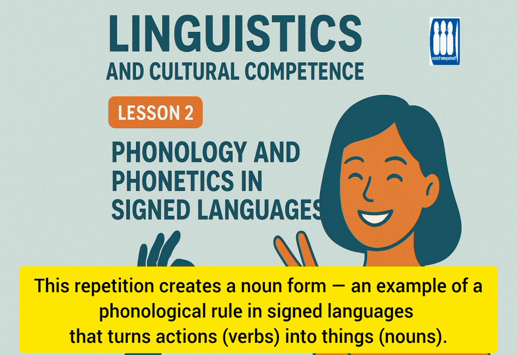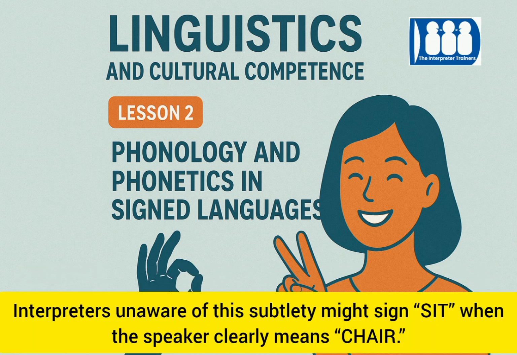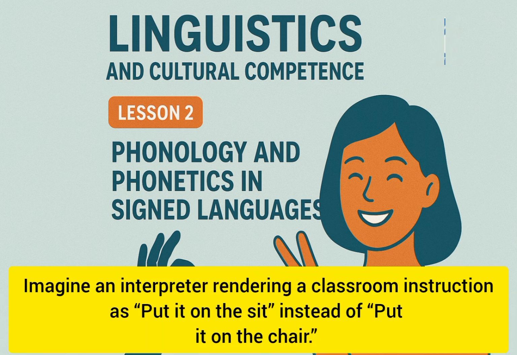This repetition creates a noun form, an example of a phonological rule in signed languages that turns actions, verbs, into things, nouns. Interpreters unaware of this subtlety might sign sit when the speaker clearly means chair. Imagine an interpreter rendering a classroom instruction as put it on the sit instead of put it on the chair.